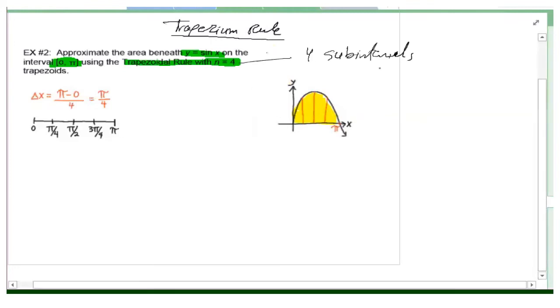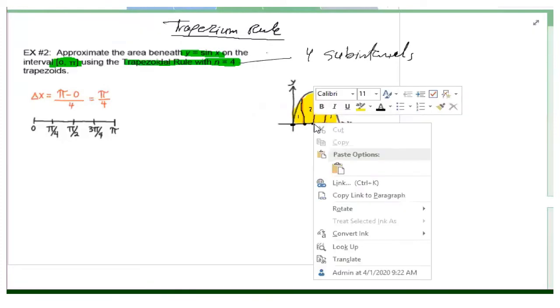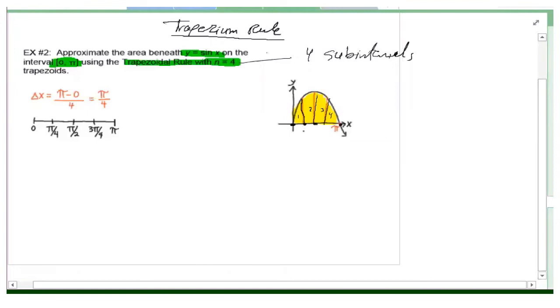The meaning of 4 sub-intervals is that I'm going to divide the area between 0 and pi into 4 parts: 1, 2, 3, 4. Actually, we call them 4 small trapeziums. Notice that if I divide into 4 equal parts, there are 5 values here: 1, 2, 3, 4, and 5. This first value we call x naught, and the last value is xn.